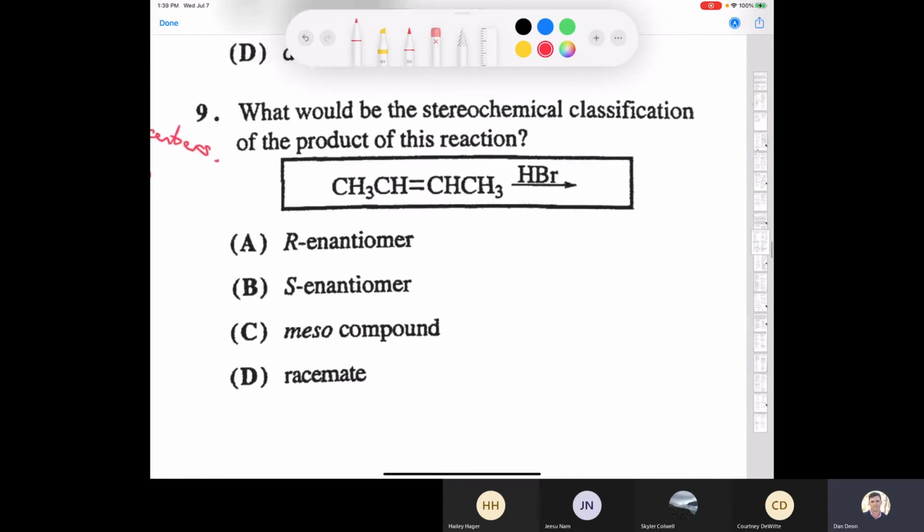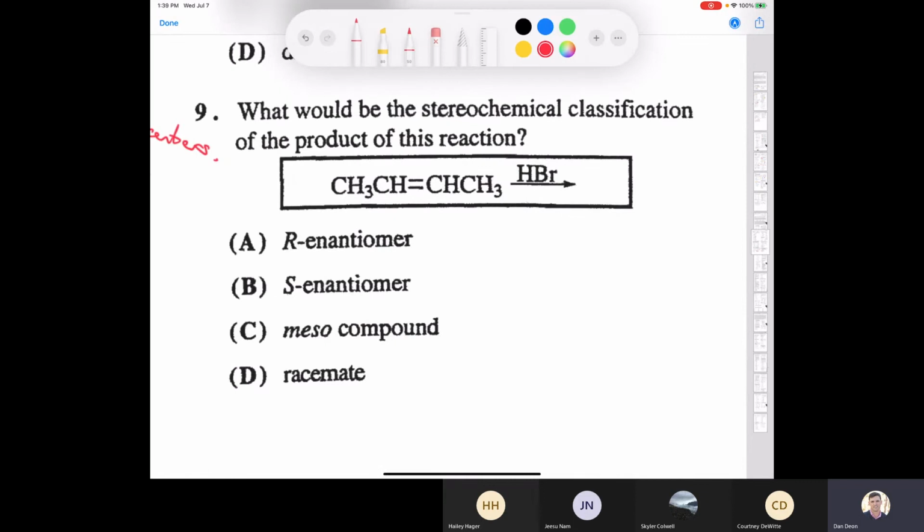It just says, what would be the stereochemical classification of the product of this reaction? You take 2-butene, you hit it with some HBr. You don't even have to worry about Markovnikov or anti-Markovnikov. A racemate means the same thing as a racemic mixture. Could anybody tell me which one of these you'd end up with?